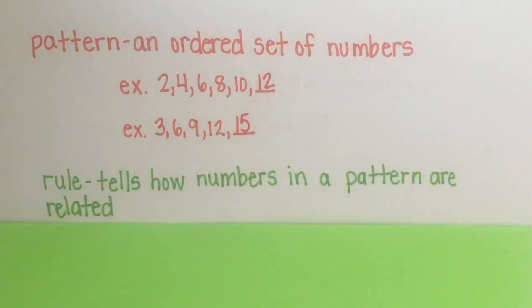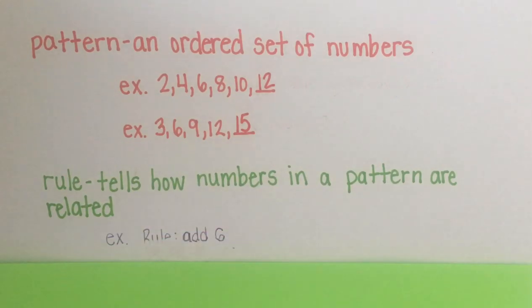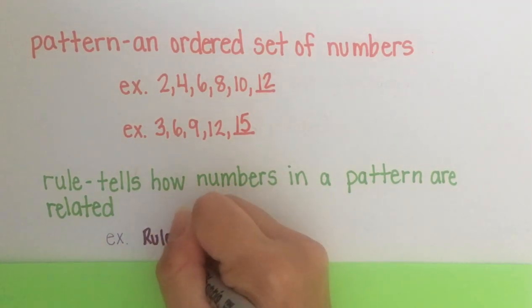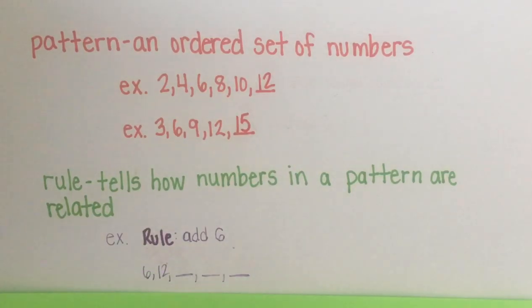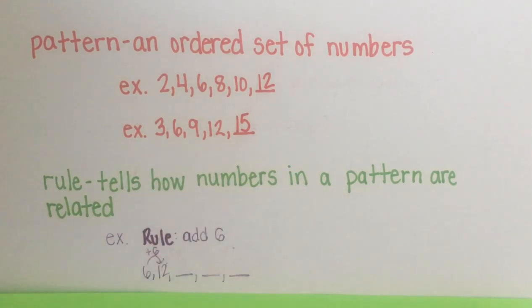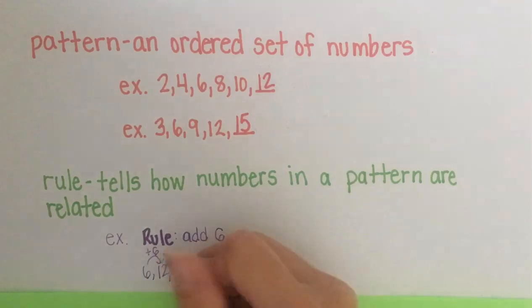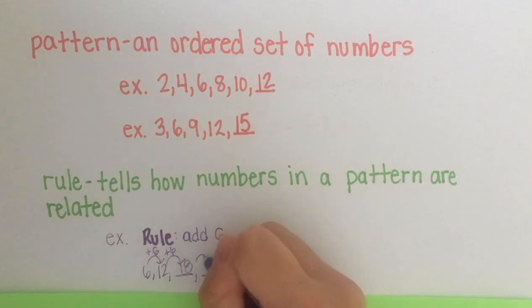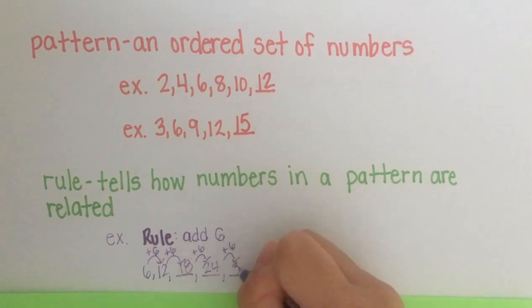Now let's look at rules. A rule tells how numbers in a pattern are related. So for this example, I have the rule add 6. And I'm given these numbers. I have 6, 12, and I'm being asked to find the next 3 by applying the rule. I'm going to draw arrows and I'm going to put the number I'm adding by on top. That should look familiar to you to show jumps like you would see on a number line. So I'm going to do another jump. 12 plus 6 is 18. 18 plus 6 is 24. And 24 plus 6 is 30.